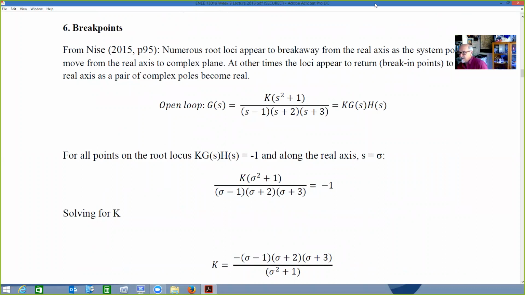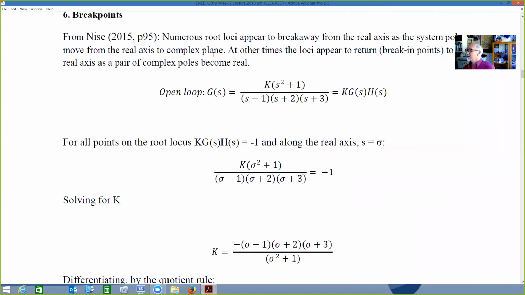So again, when you're doing your solution, write out these little statements and do the calculations that are specific to your particular problem. So from these, numerous root loci appear in the breakaway from the real axis as the system poles move from that real axis into the complex plane. Now at other times, the loci appear to return, they break in, so break out or break in, to the real axis as a pair of complex poles become real. So you can do that calculation. That's our expression in this case.